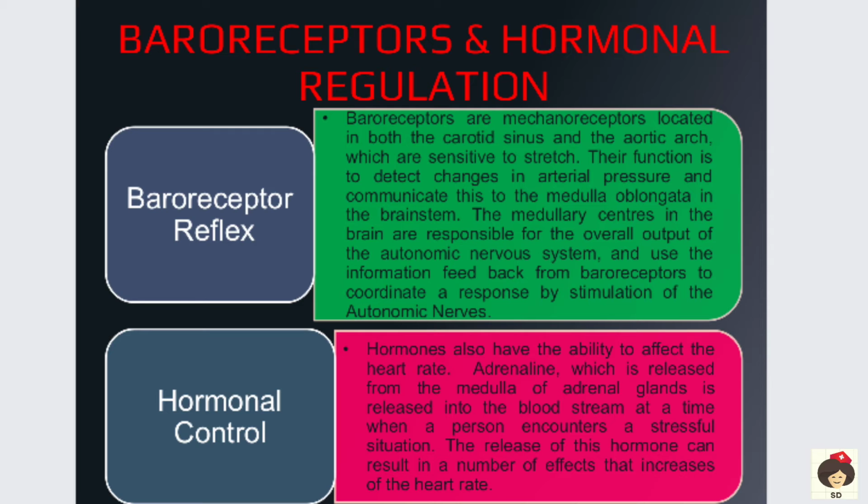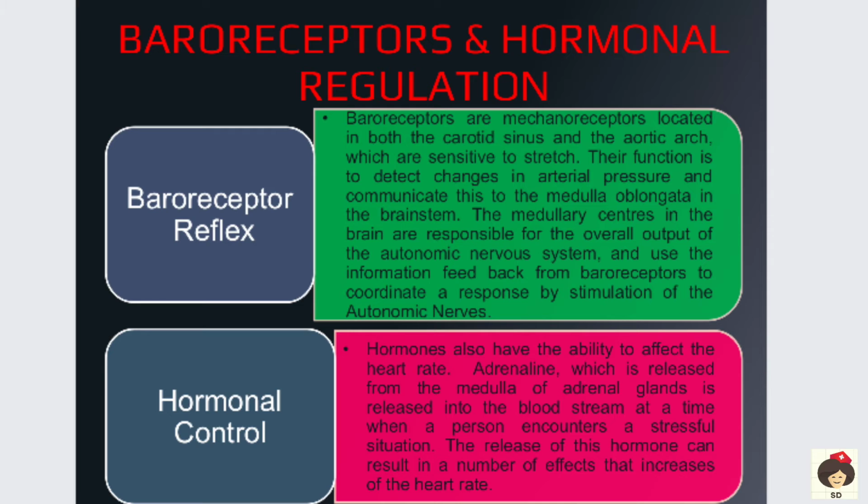So according to the pressures, if the pressure is high, then the parasympathetic nervous system will get triggered in order to decrease the heart rate. On the other hand, when the arterial pressures are low, then the sympathetic nervous system will be triggered in order to increase the heart rate. Okay, so this is the function of the baroreceptors.